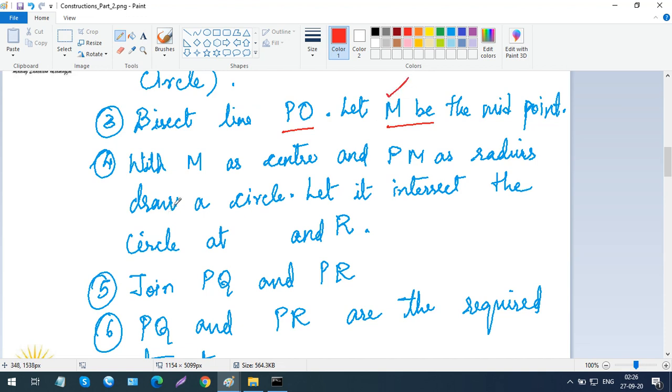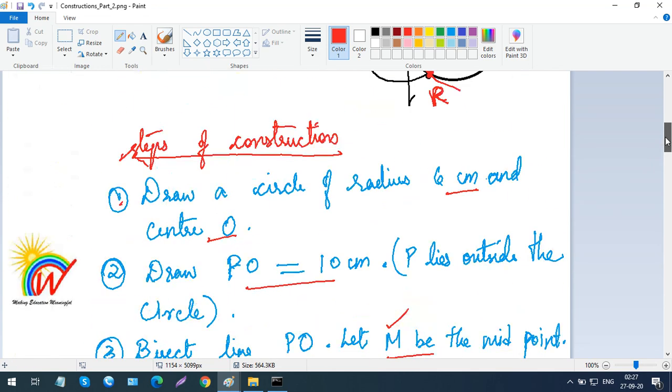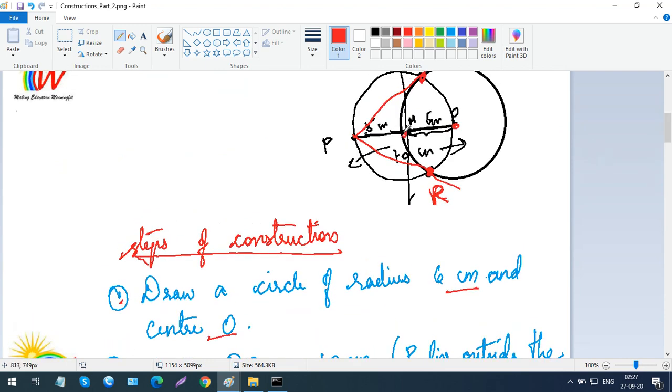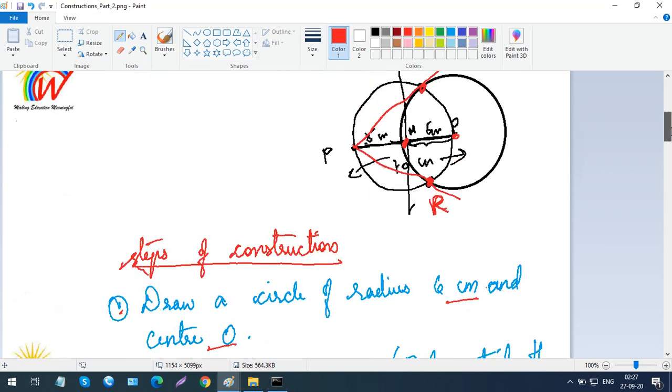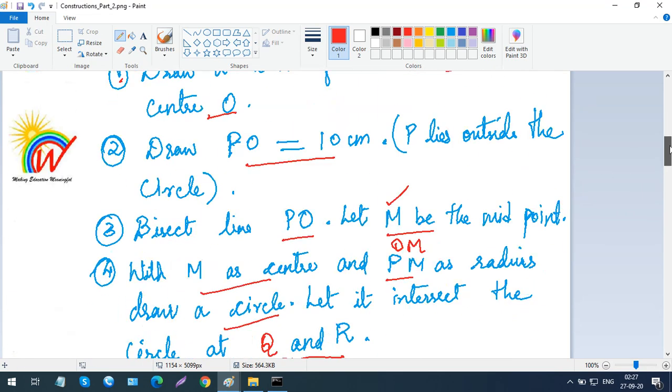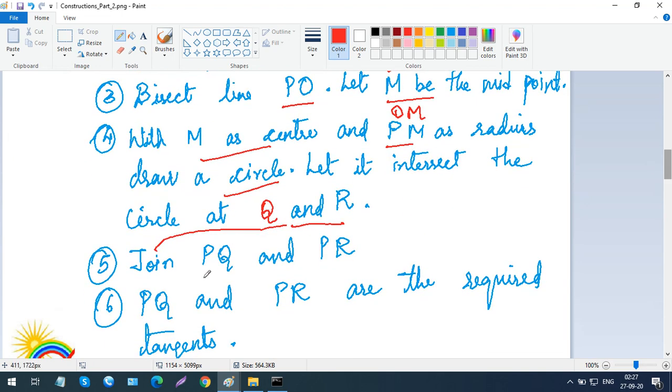Now with M as the center and PM as the radius. PM or OM, it's the same actually, right? M is the middle point. So you take PM or you take OM, it's the same. So as the radius, draw a circle. Now let it intersect the circle at Q and R. Now join the PQ and PR. These two are the required tangents.